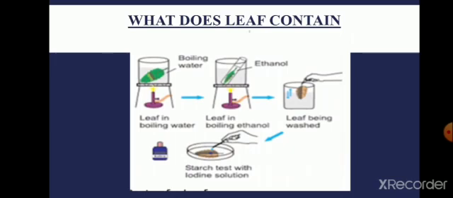The main function of a leaf is to prepare food. Hence, they are known as the food factory of the plant. We studied this in lower classes. Okay, photosynthesis is a process.